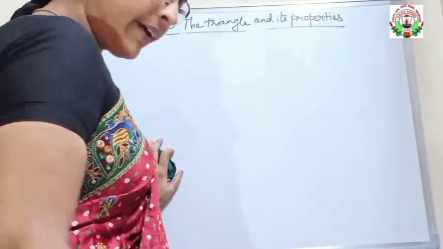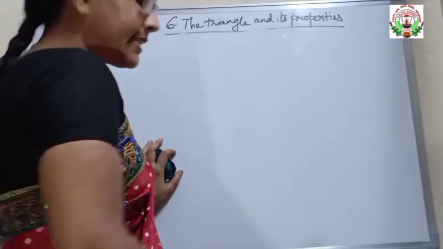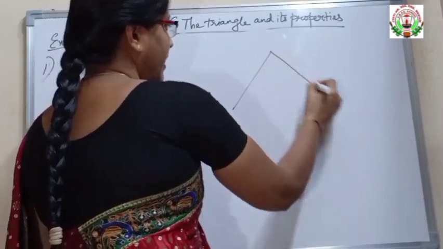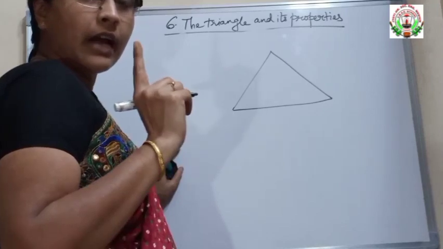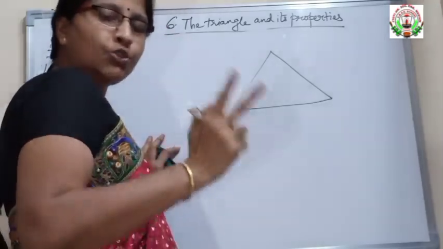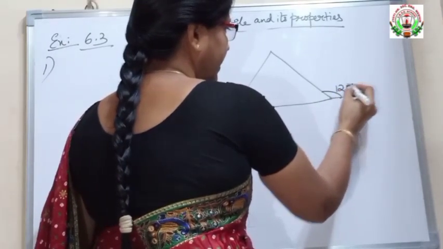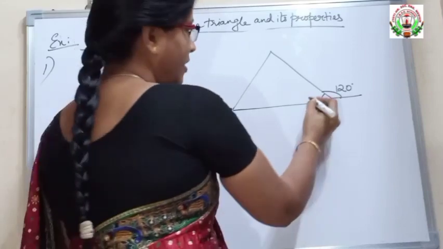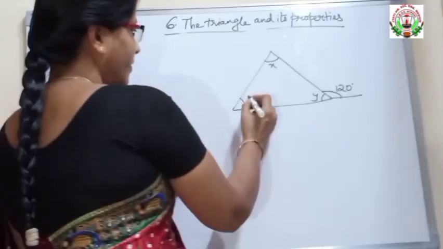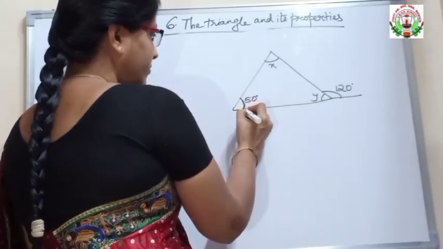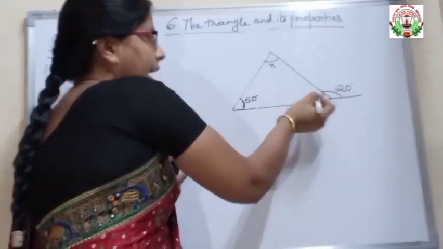Now see your second question. Find the values of the unknown angles x and y in the following figures they have given. See the first one, till now we used to find only one unknown angle. Here we have to find 2 unknown angles. And here it is 120 degrees. Here it is given as y, here it is given as x, and here it is given as 50 degrees. Now we have to find the value of x as well as y.